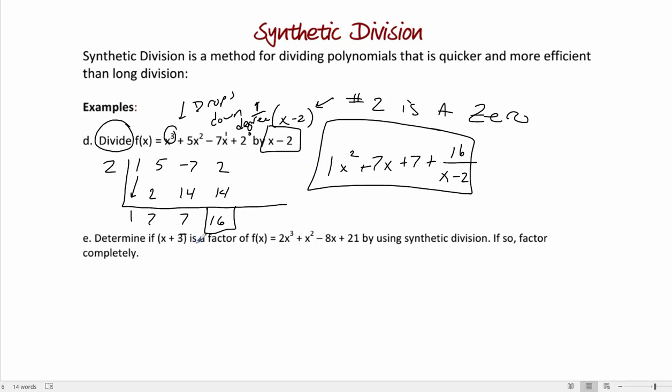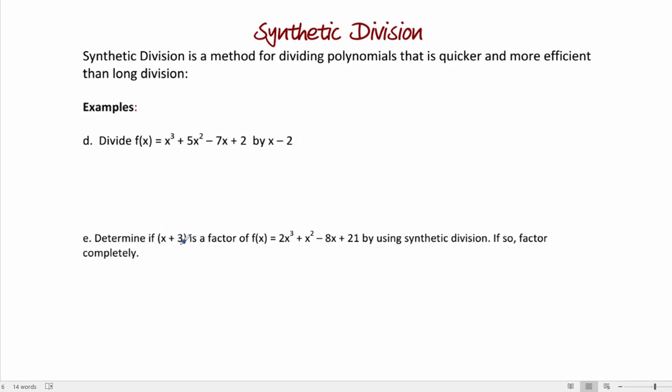Okay, let's go to part E here. All right, x plus 3. I know it's a factor. What does that mean? A factor means this x plus 3 goes into this polynomial evenly. Okay, meaning we're not going to have any remainder. All right, so let's figure out what I need to do.